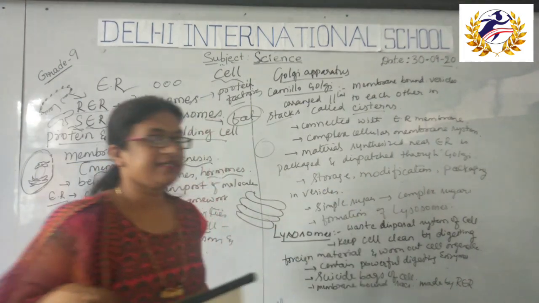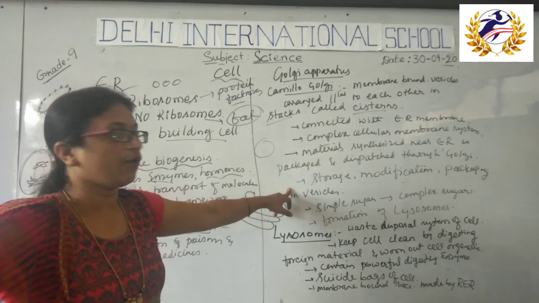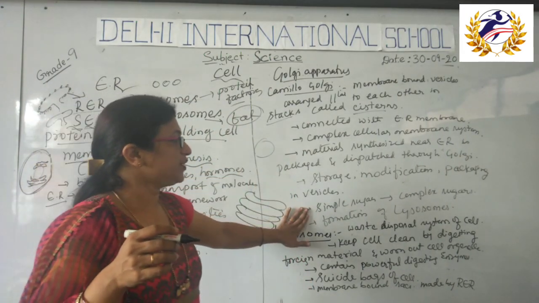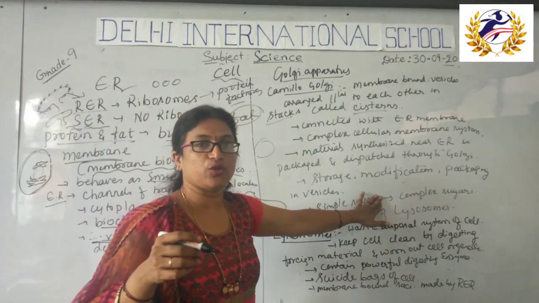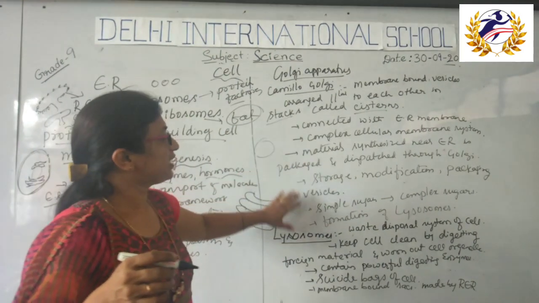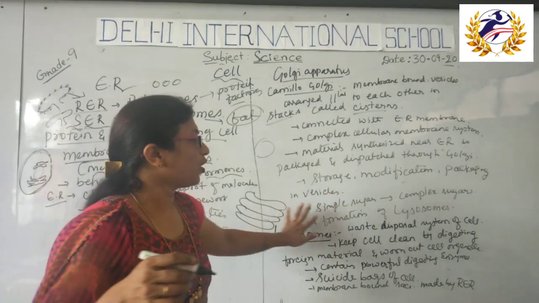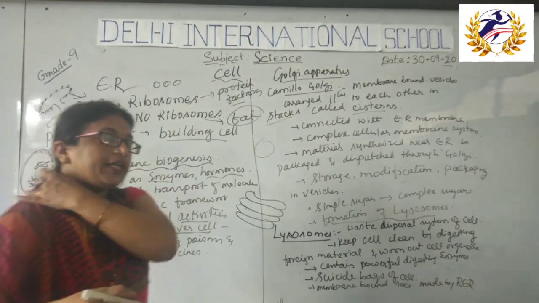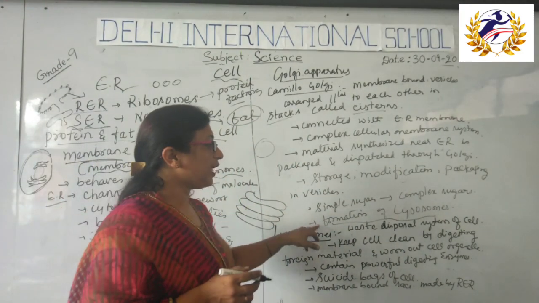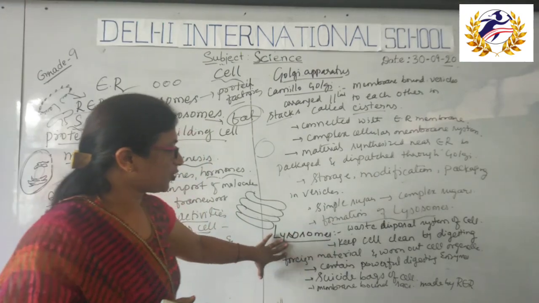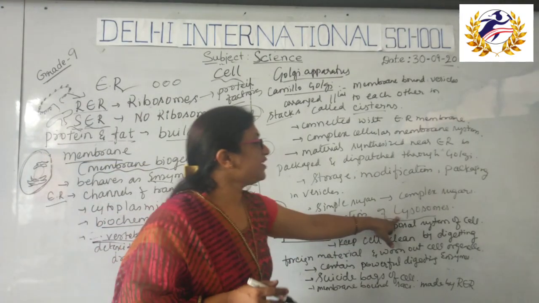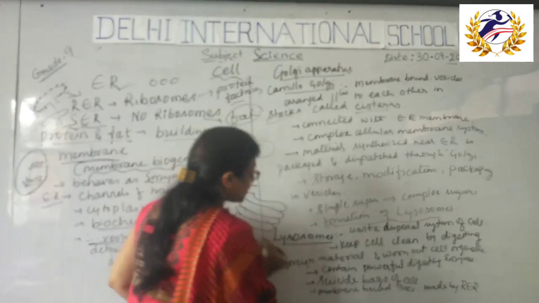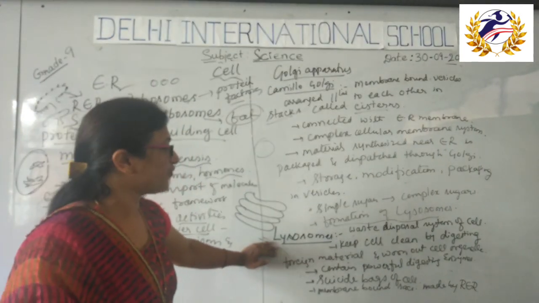So this helps in storage and packaging of the materials produced by the endoplasmic reticulum. The Golgi apparatus also helps in conversion of simple sugars to complex sugars, and it helps in the formation of lysosomes. Now I will tell you what lysosomes are and how they are helpful for our body. Lysosomes are another type of cell organelle.